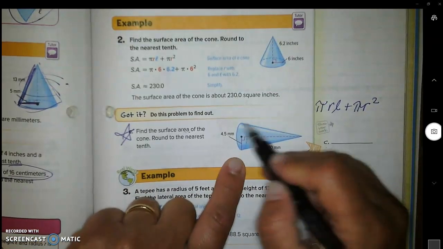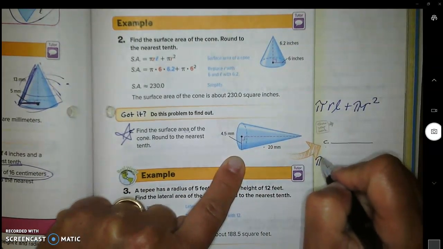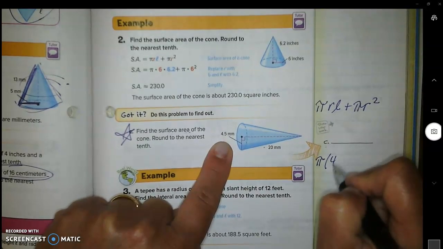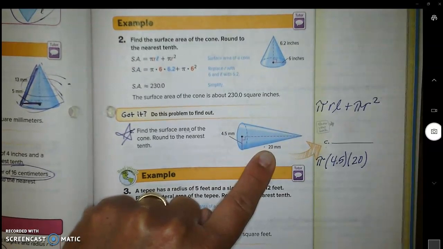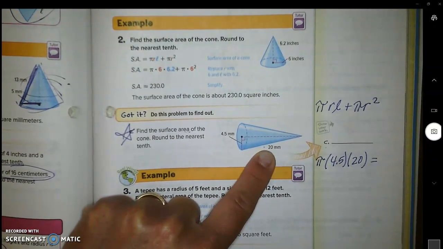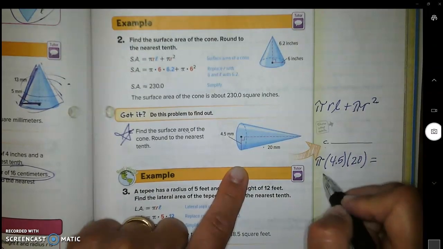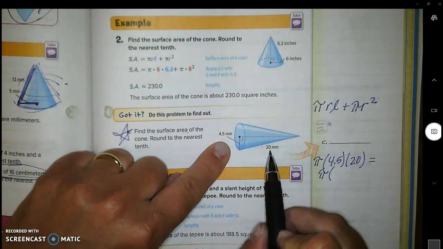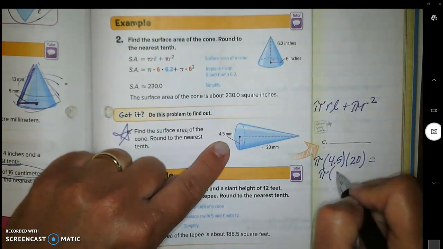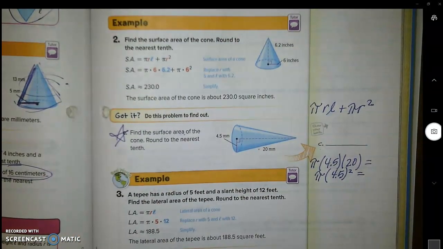All right, so according to this, we're going to be doing pi times my radius, which is 4.5, times L, which is 20. I'm going to get an answer, and I'm going to add to that answer pi R squared. So I'm going to do pi. What was my radius again? The 4.5 or the 20? Probably the hardest thing for you is to decide which one goes where.